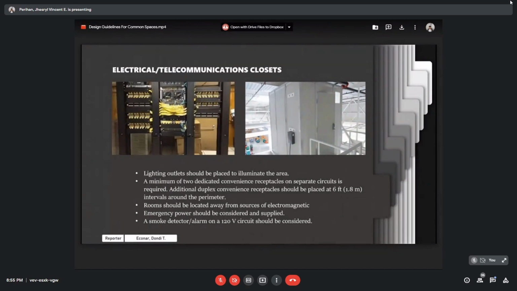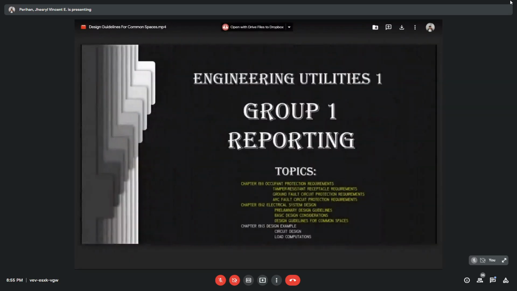Rooms should be located away from sources of electromagnetic interference. Emergency power should be considered and supplied. And lastly, a smoke or detector alarm on a 120-volt circuit should be considered. So that's all about my report.